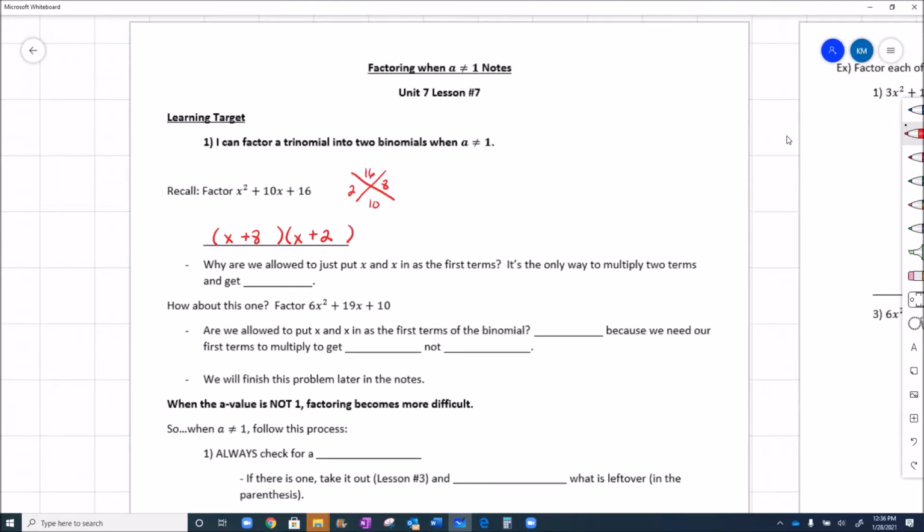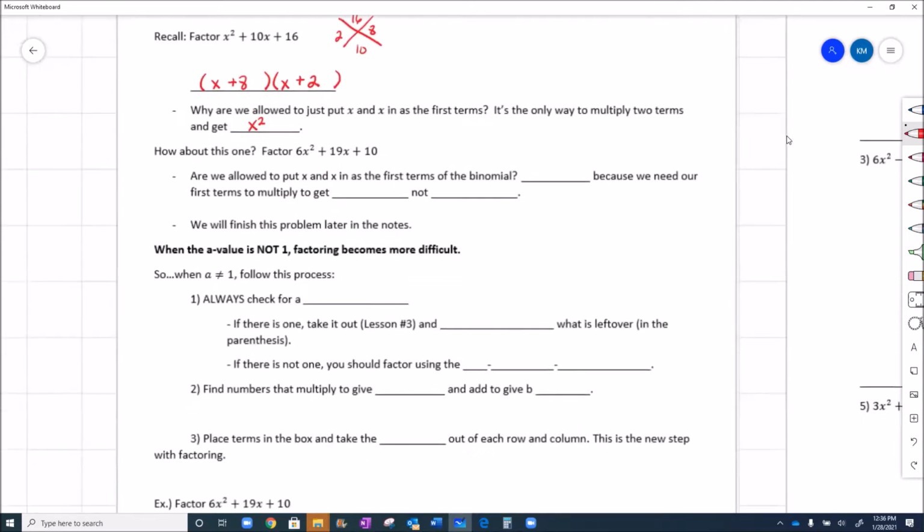Why are we allowed to just put x and x in as the first terms? Well, it's the only way to multiply to get x squared. Okay, how about this one? We have 6x squared plus 19x plus 10. Are we allowed to put x and x in as the first term of the binomial? In this case, no, because we need our first terms to multiply to get 6x squared instead of x squared. So we'll finish this problem in just a little bit.